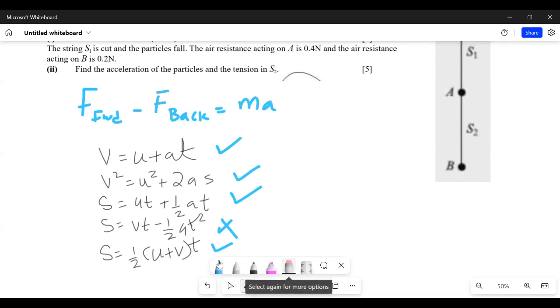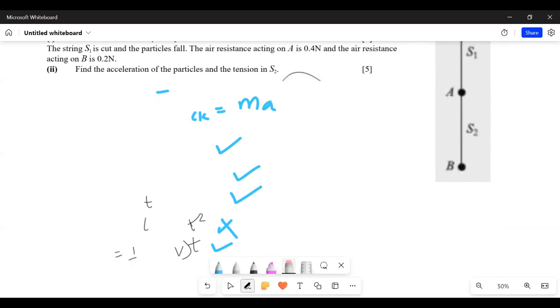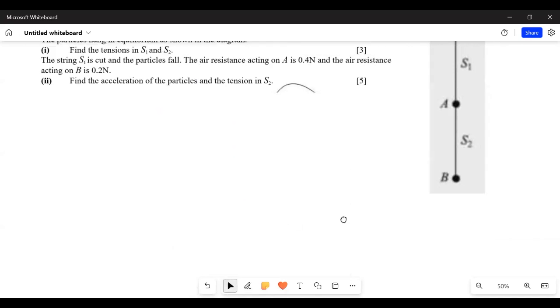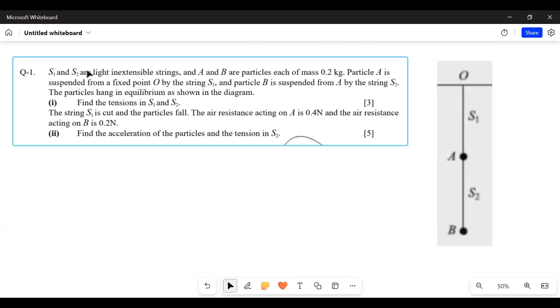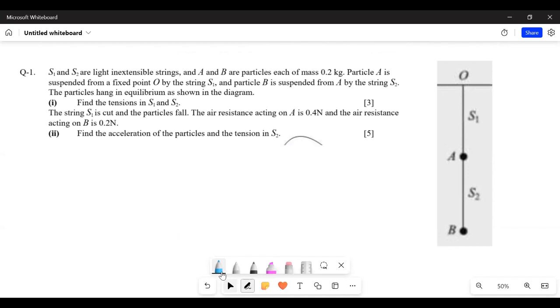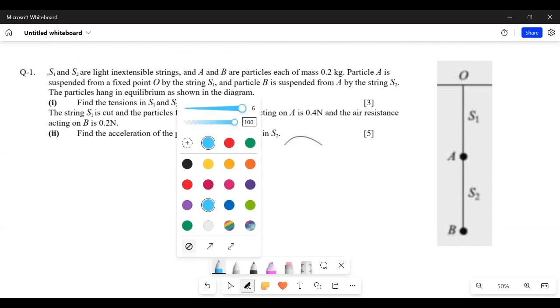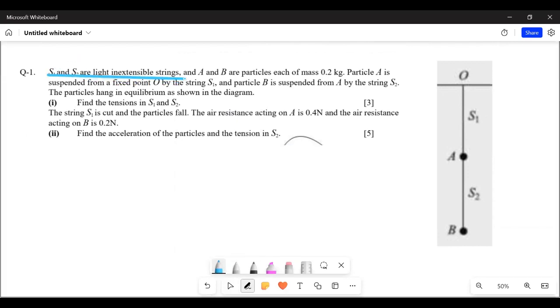Okay, let's start the question. S1 and S2 are light inextensible strings. If they're talking about strings, that means we will most likely be using tension as a force, because tension is a force inside a stretched string.